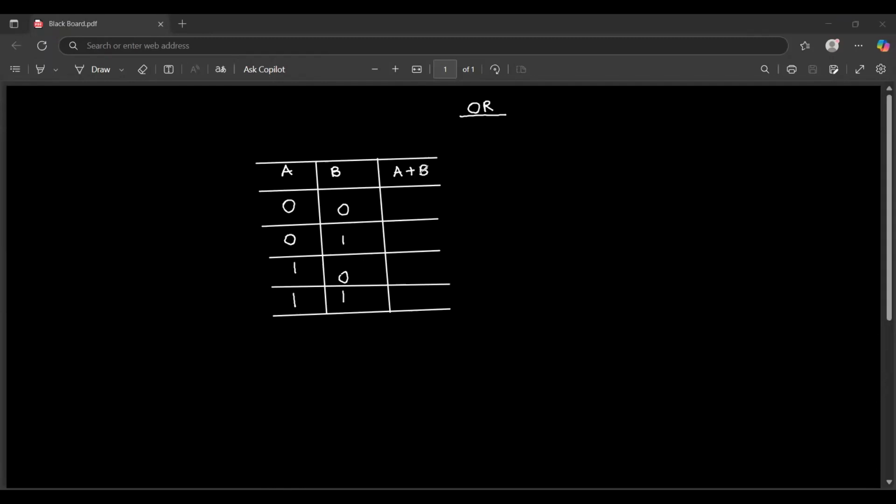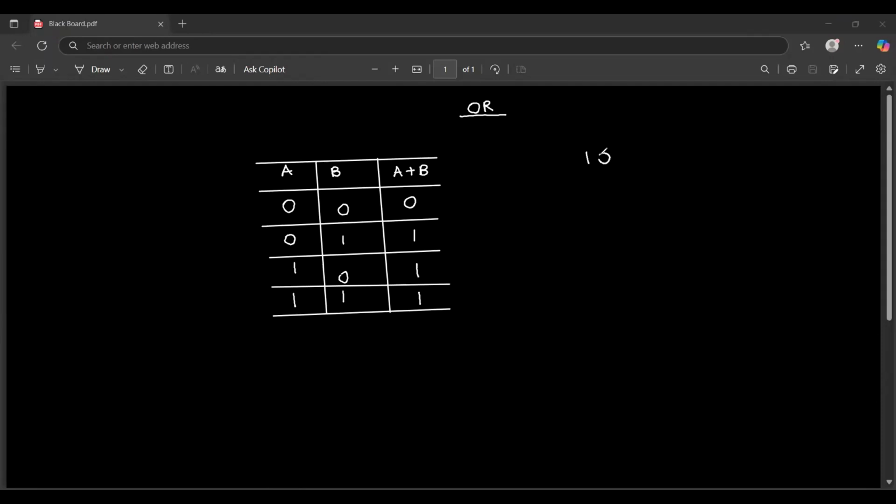So what do we have here? 0 plus 0 is 0, 0 plus 1 is 1, 1 plus 0 is 1, 1 plus 1 is equal to 2. I know, but we can't put 2 here, we have to put 1. So the idea of OR is if any one of the inputs is 1, the output shall be 1. So that's the idea.